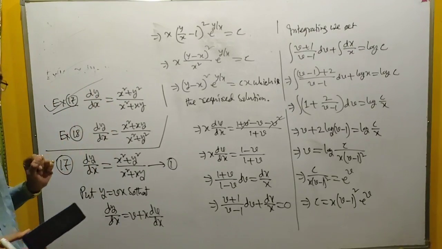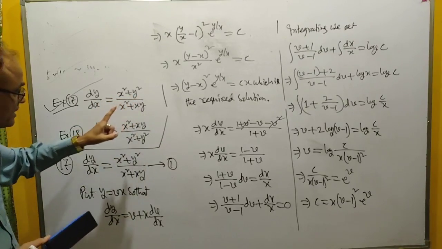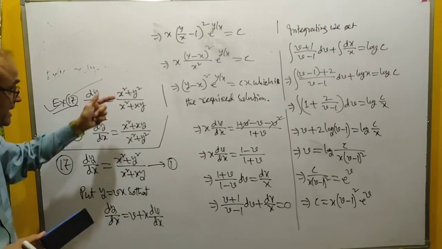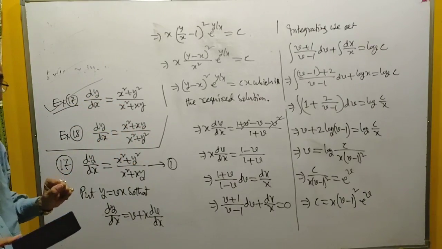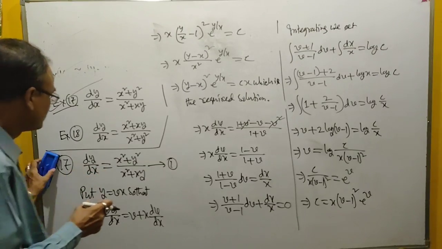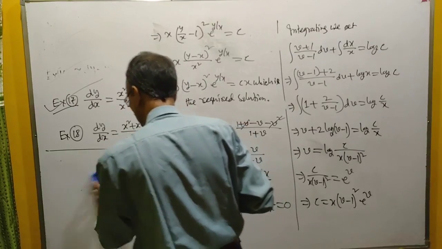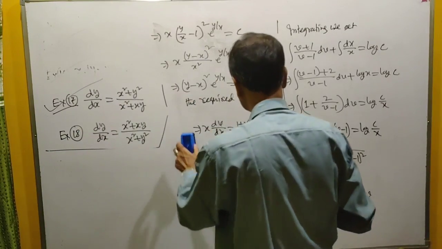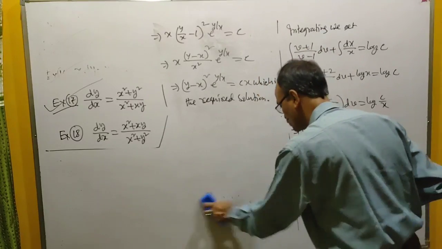Now question number 18 is, you see the reciprocal of this. (x square plus y square) divided by (x square plus xy). In place of this, we have written (x square plus xy) divided by (x square plus y square). But the solution will be different. Now, let us come to solve the question number 18.